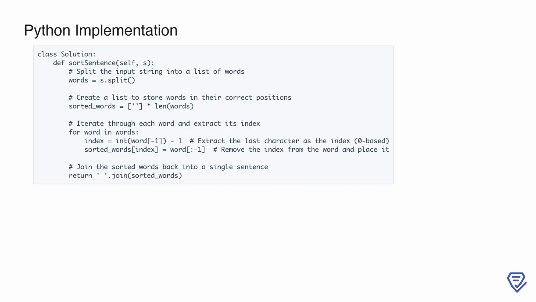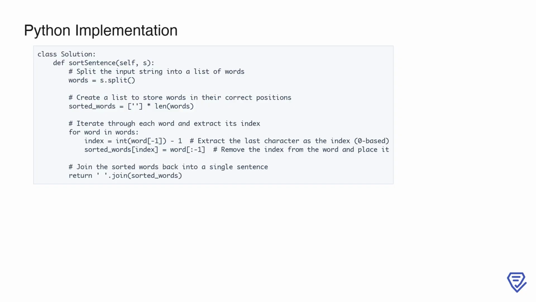This solution defines a class Solution with a method sortSentence that takes a single input string s. This string represents a shuffled sentence where each word ends with a number indicating its correct position. The first step is to split the input string into a list of words using the split method. This divides the string into separate components based on spaces. Next, we create an empty list called sorted_words with the same length as the number of words in the input. This list will be used to store the words in their correct positions.